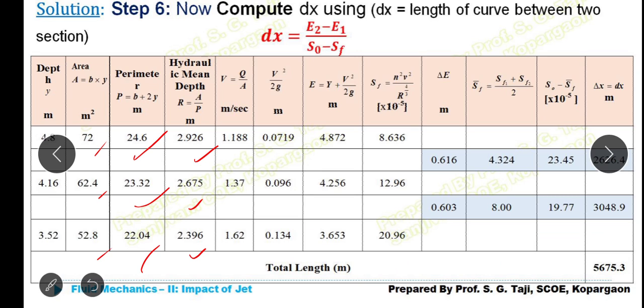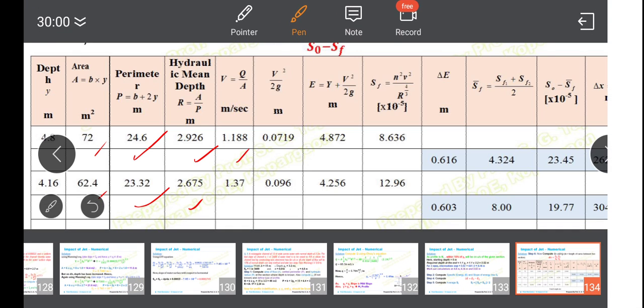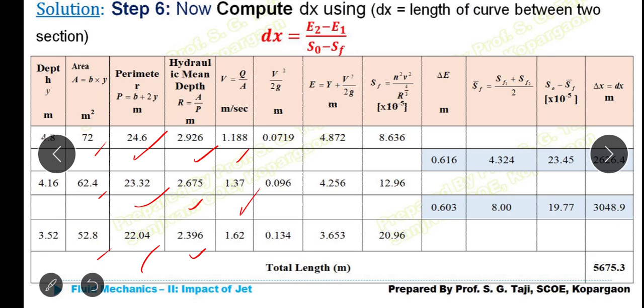Similarly, now velocity V is equal to Q by A. Q is known, just now we have calculated in the previous PPTs. Area is calculated here. One by the other will get you 1.188 meters per second, 1.37 meters per second, 1.62 meters per second. It keeps on increasing, and this keeps on decreasing. So if one parameter is decreasing, another one has to increase, depending upon the formula which we use.